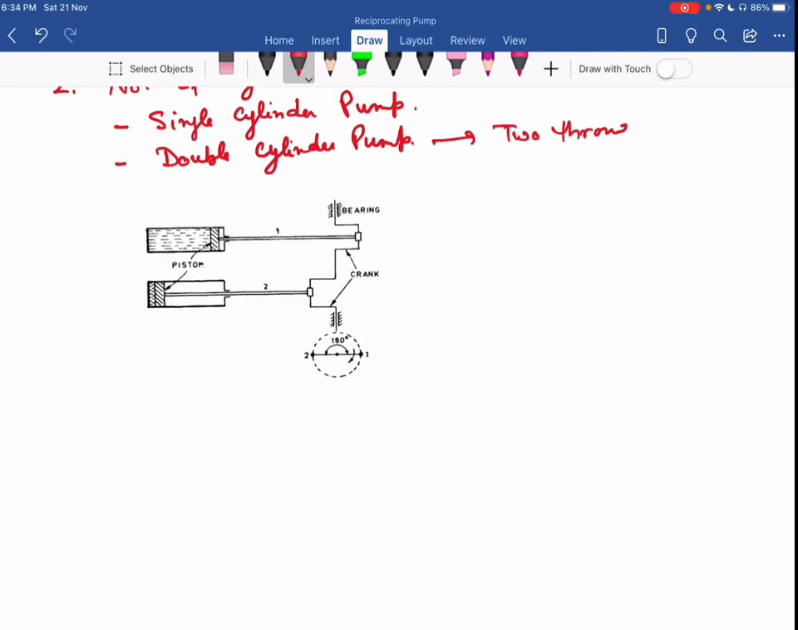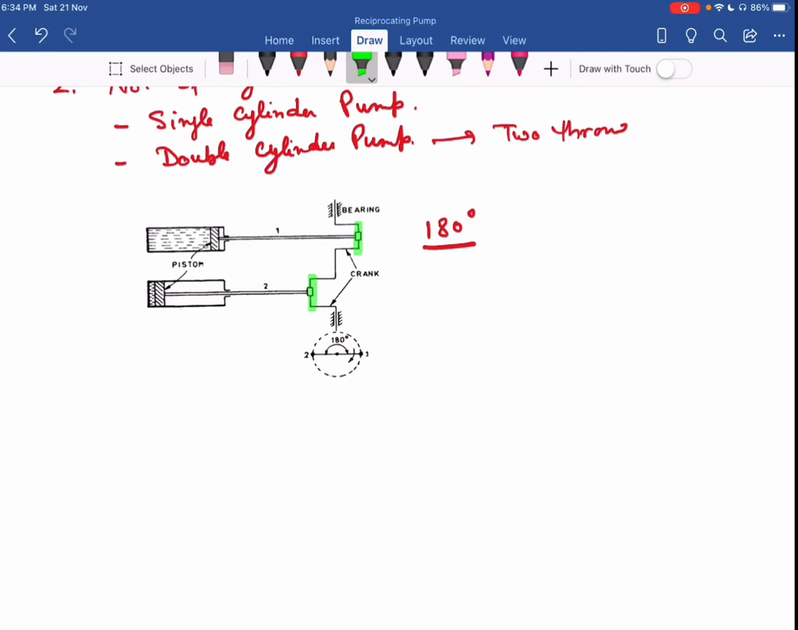Each piston is connected by a crank. Now the crank is set at an angle of 180 degrees. You can see the crank position is set at 180 degrees. On one side, one crank is on this side, and the second crank is totally on the opposite side, that is this one. That is what we call set at an angle of 180 degrees.